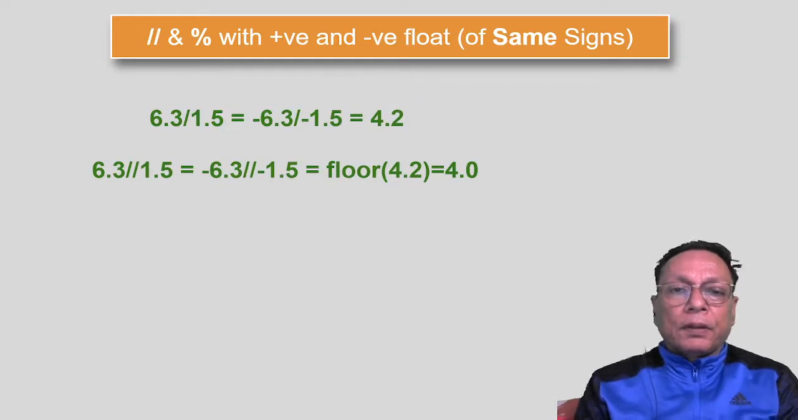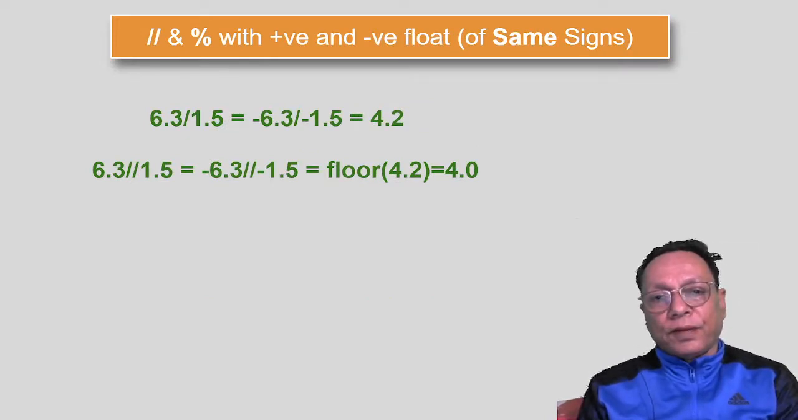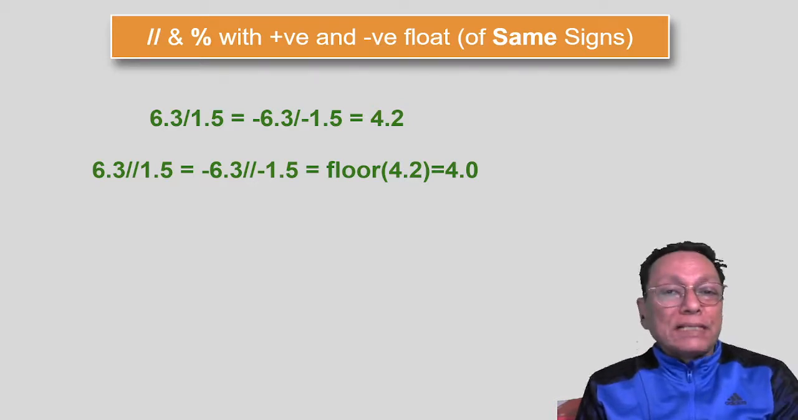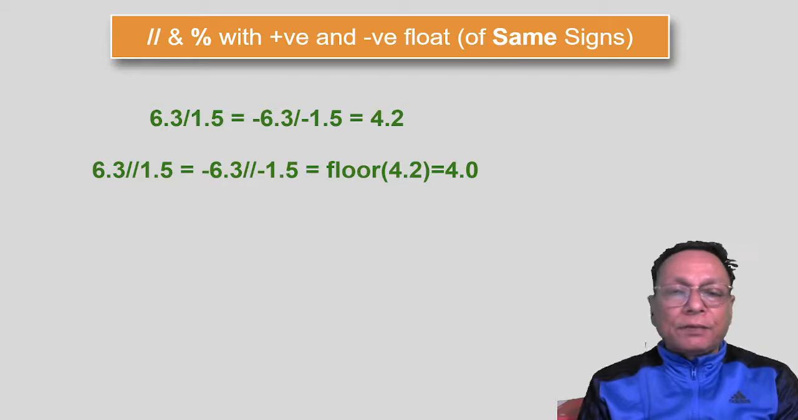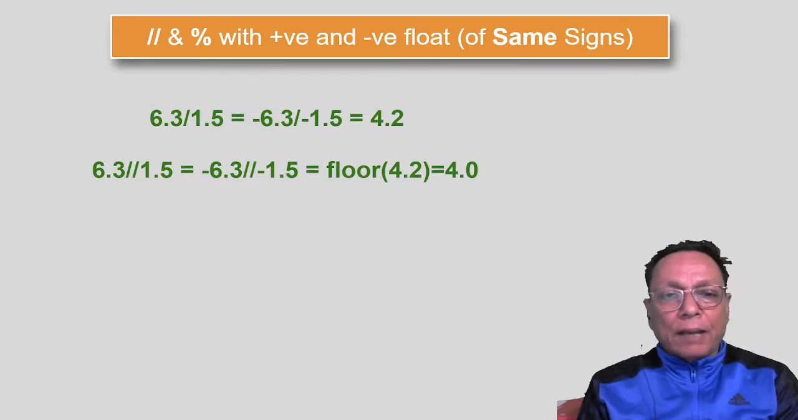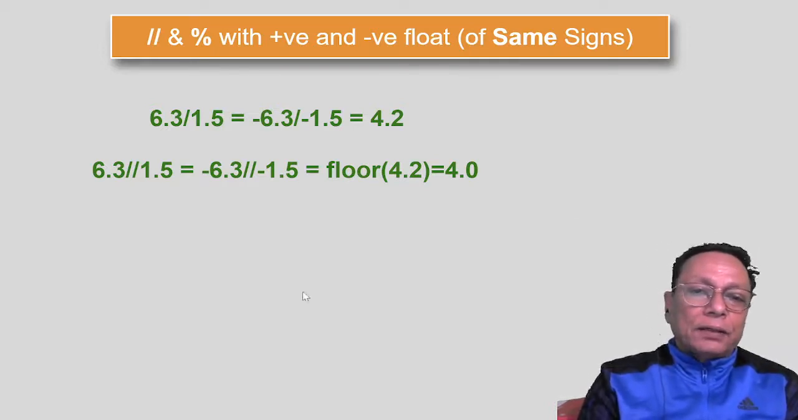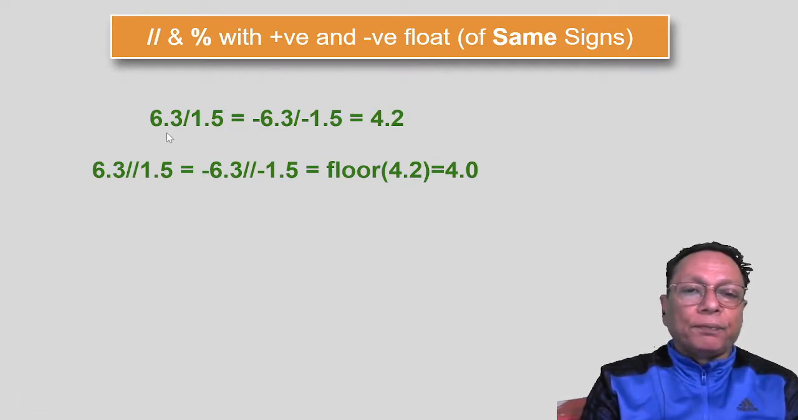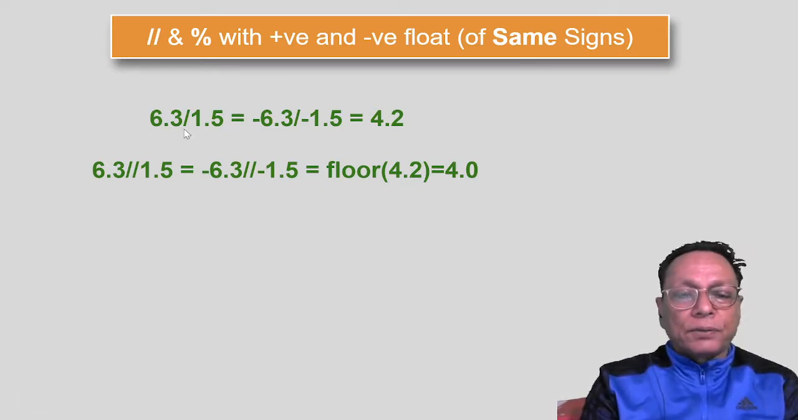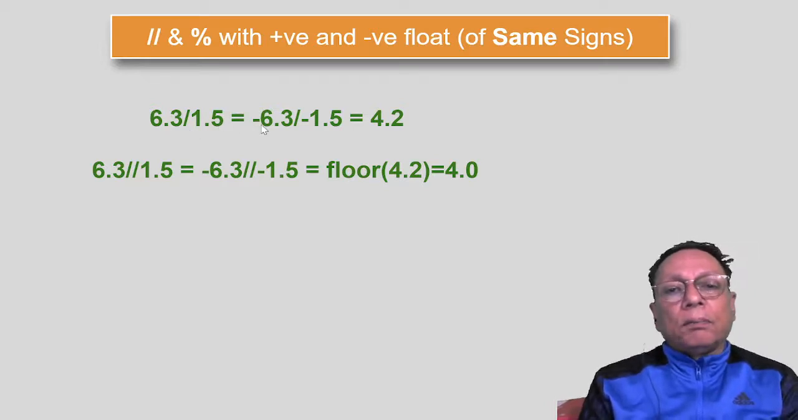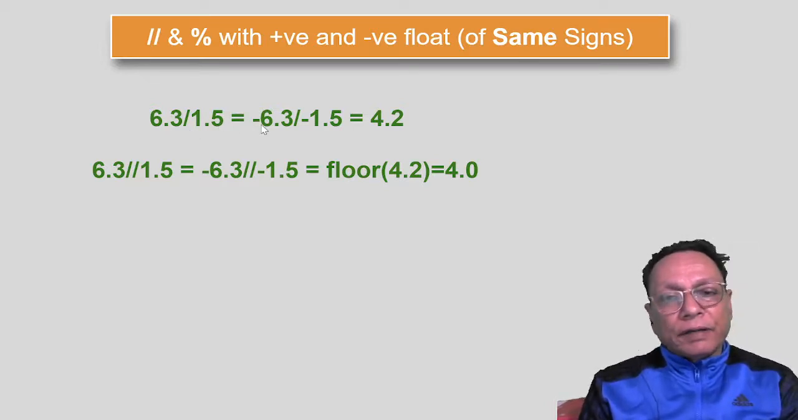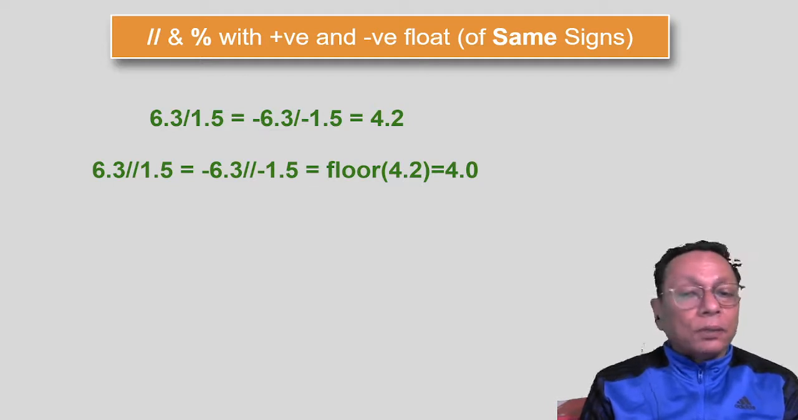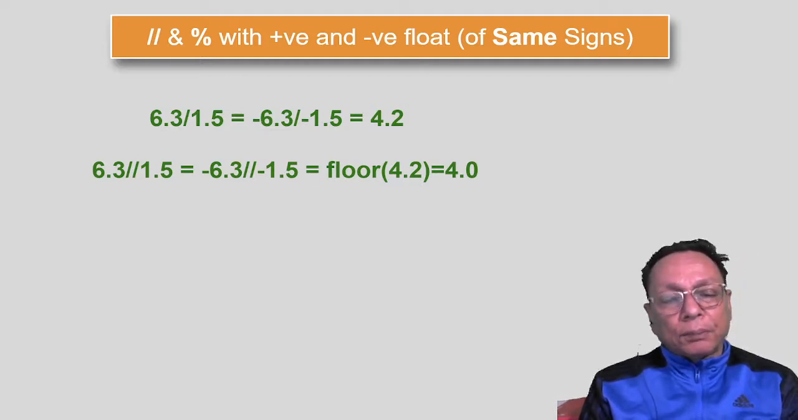Okay. Next, now this is the case of float values, where we have the same signs. Same signs means positive, positive and negative, negative. Then see what happens. So we have values like 6.3 and 1.5. These are float values and positive values. Or minus 6.3 divided by minus 1.5. So remember, it will give you the positive quotient.